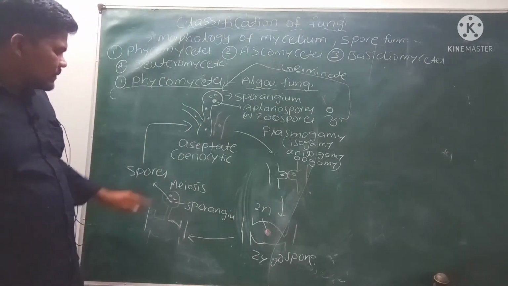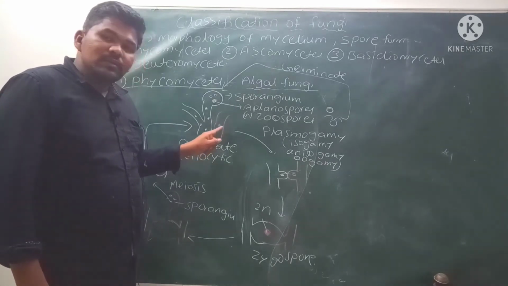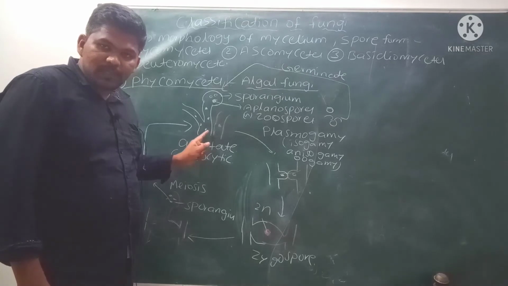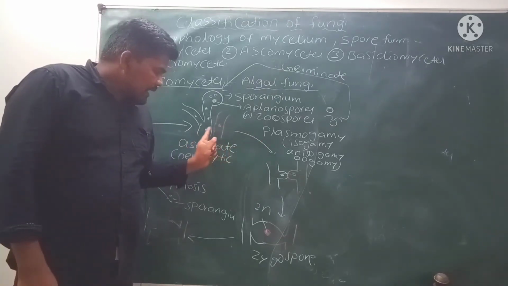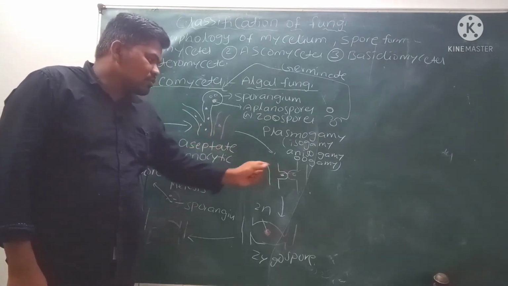After that, in the aseptate coenocytic hyphae, during the sexual reproduction, 2 hyphae belonging to 2 strains come close to each other. Both of these hyphae are cells. Here we can say they are cells also. Both cells come close together.